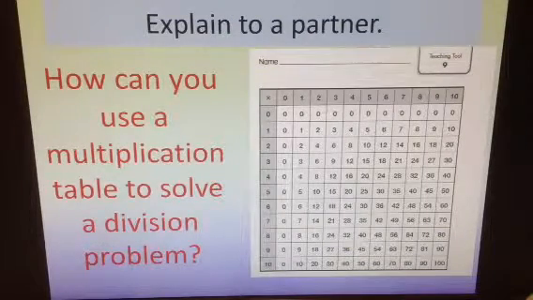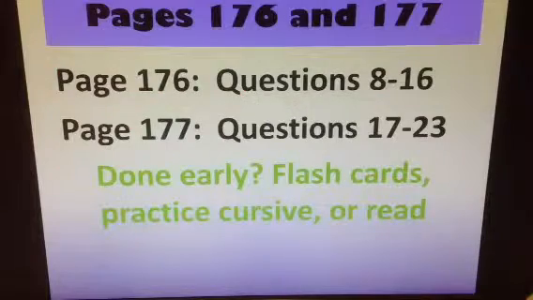How can you use a multiplication table to solve a division problem? We reviewed that by talking to a partner about it. That was it for today.